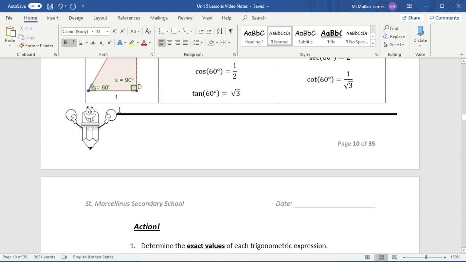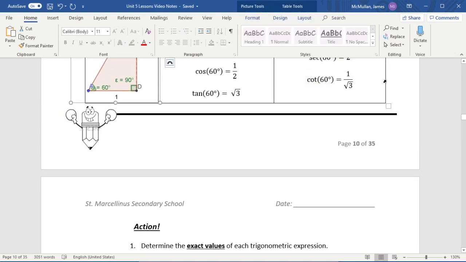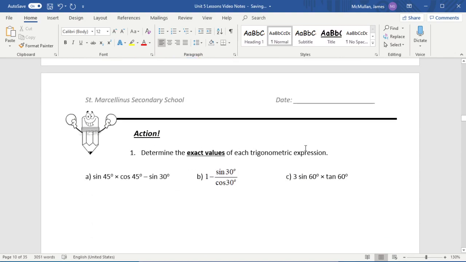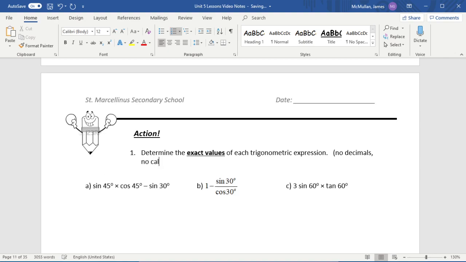So now for some questions related to this sort of thing. It says, find the exact value for each trig expression. Again, this means no decimals, and really it means no calculators. Now, of course, I can't stop you from using a calculator. I don't want to. But what I'm saying, you should be able to do it without one.